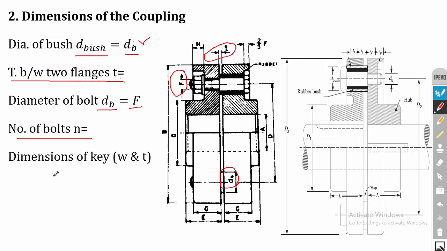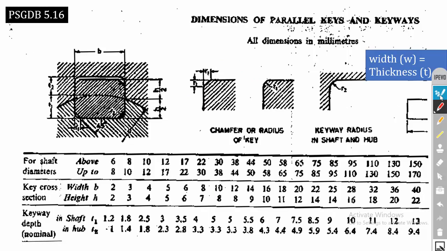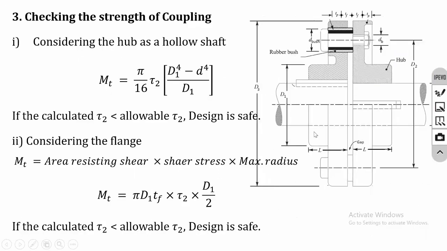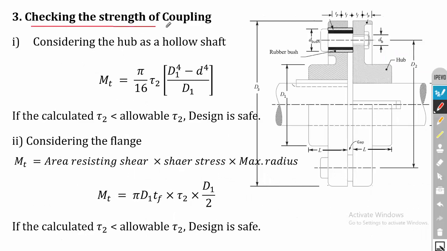Then the number of bolts is N, and the dimensions of the key, that is W and T, we can take from the data book page number 5.16. We know how to select the width and thickness of the key for a shaft diameter. We have already solved a few problems on that. You may be clear with that. Then the third step is the same as for the rigid coupling, that is checking the strength of the coupling, and the formulas are also the same. First one is considering the hub as a hollow shaft. It's the same formula we used for the rigid coupling.